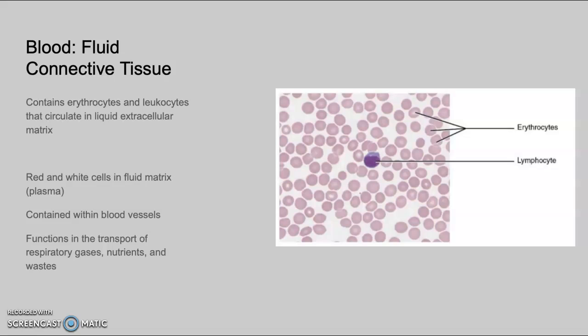The fluid connective tissue contains erythrocytes and leukocytes that are circulated in a liquid extracellular matrix. It has red and white blood cells in the fluid matrix, which is the plasma, and it is contained within the blood vessels. Its functions include transport of respiratory gases, nutrients, and waste.